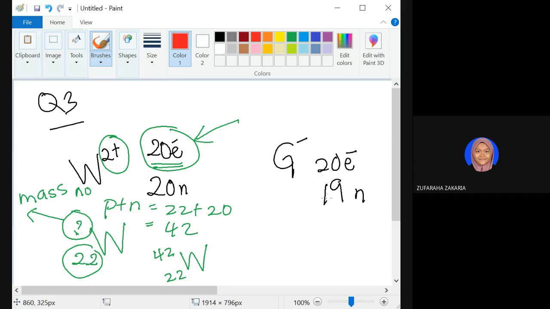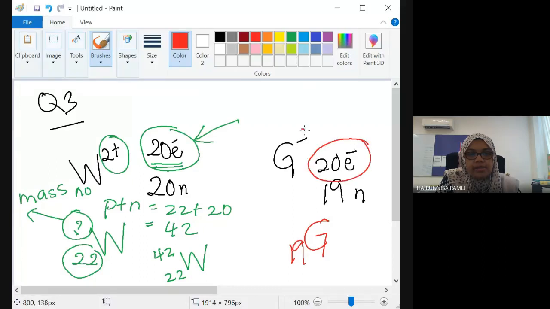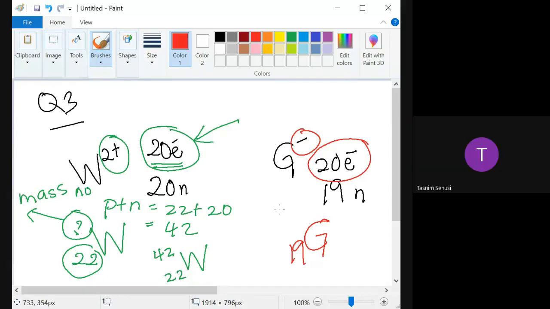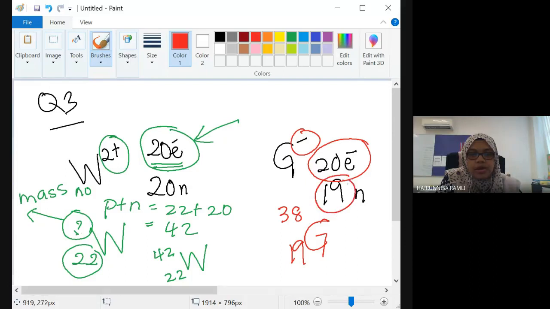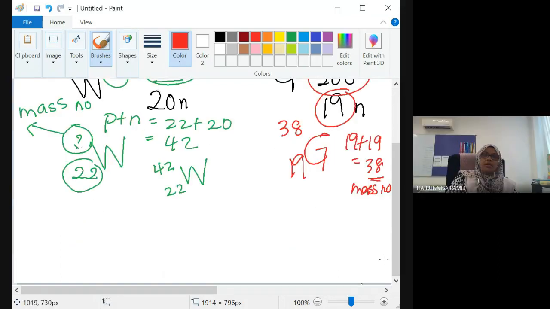How about G? 19. In this case, 20 electrons and one extra negative charge, so you have to remove one for the proton number here. How about the mass number? 38. Because you have neutron and proton, so actually 19 plus 19, which equals 38. So this is your mass number. Okay, understand?